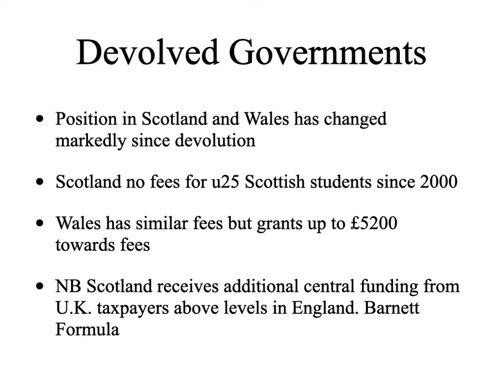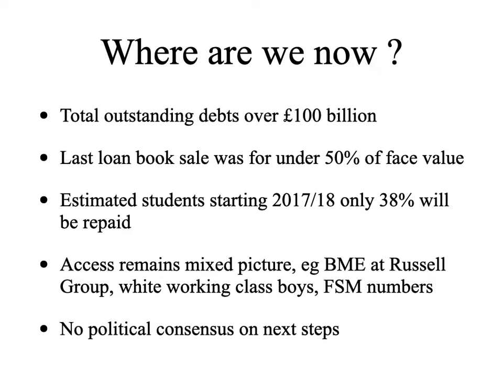No fees for under 25s in Scotland, no fees for Scottish students. Grants of up to £5,200 towards fees in Wales. Although one should note, of course, that Scotland itself receives additional central funding from the UK at taxpayer levels higher than in England under what's called the Barnett formula. So there is an argument that those who are able to attend as Scottish students in Scotland are getting a much cheaper university education because taxpayers in England are paying more money to the Scottish government.